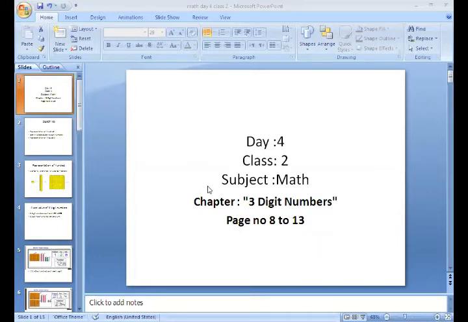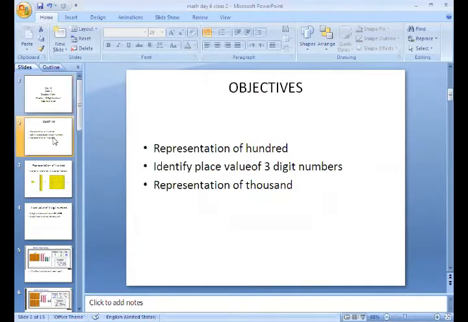Today we are going to start a new chapter, that is three-digit numbers. Today I'm going to teach from page number 8 to 13. So today you are going to learn how to represent 100 and how to identify the place value of three-digit numbers.